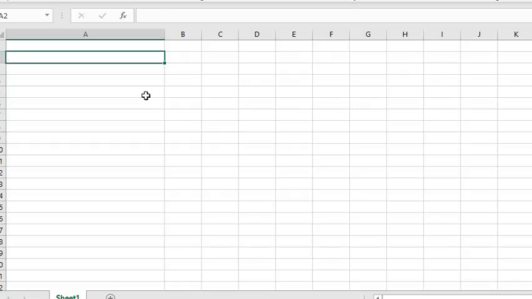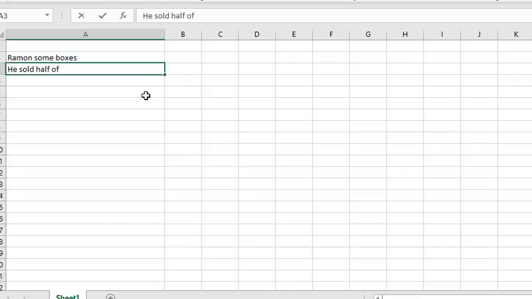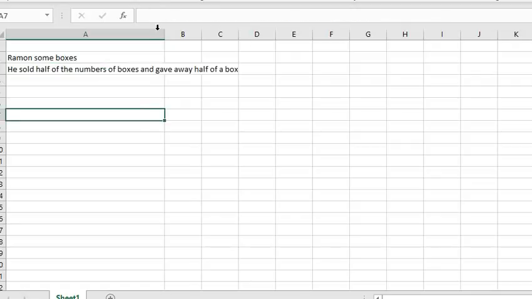So let's write down what we know. Ramon has some boxes of knives. That's what we know. He sold half of the number of boxes and gave away half a box. Let's correct that. Half of a box.